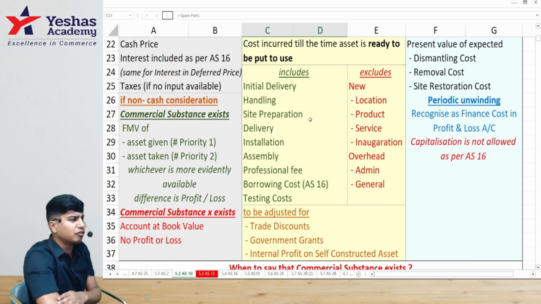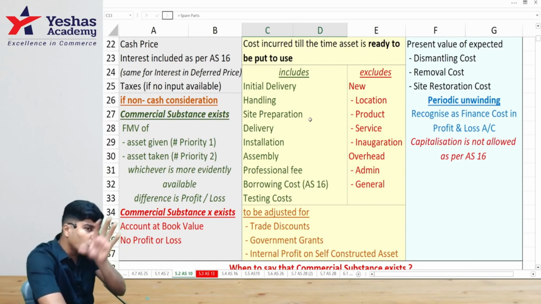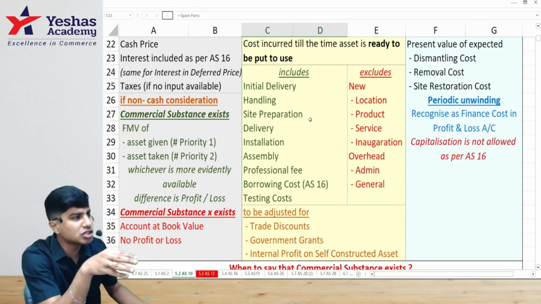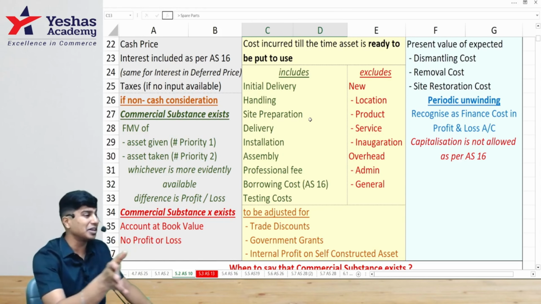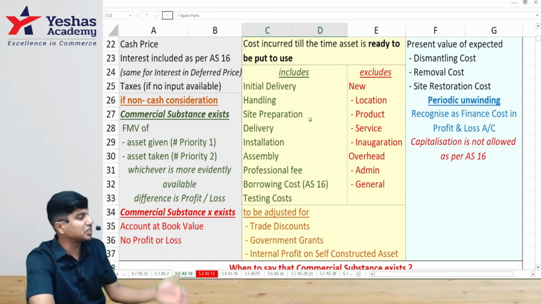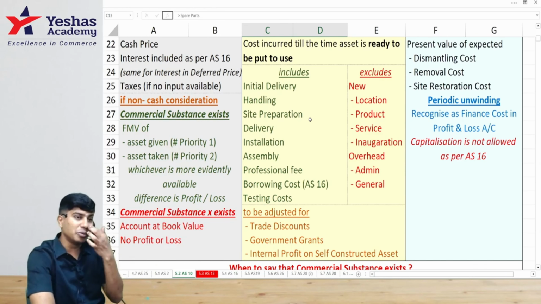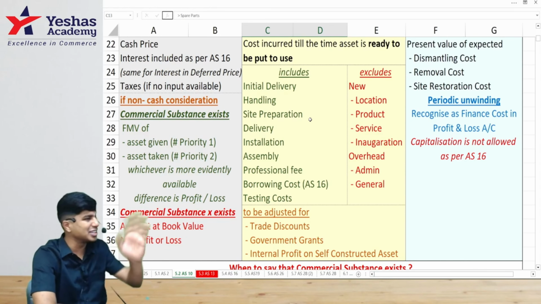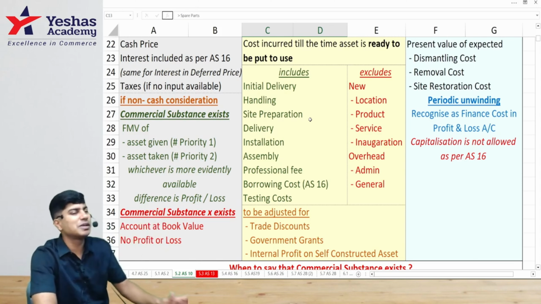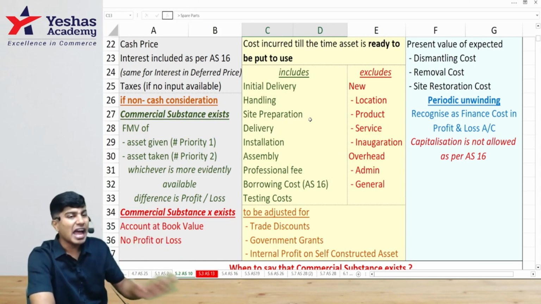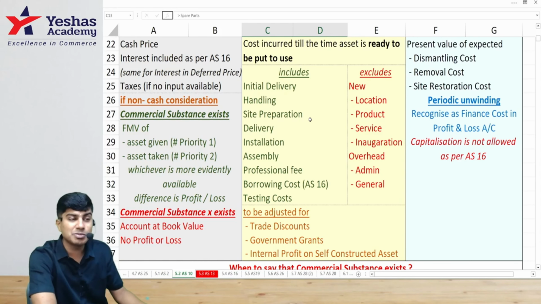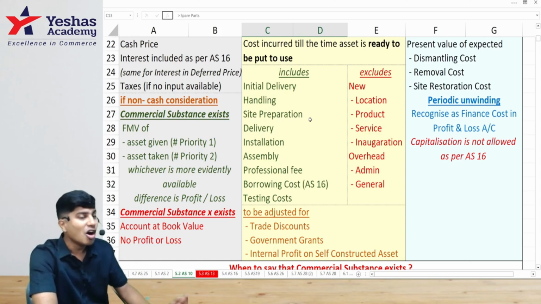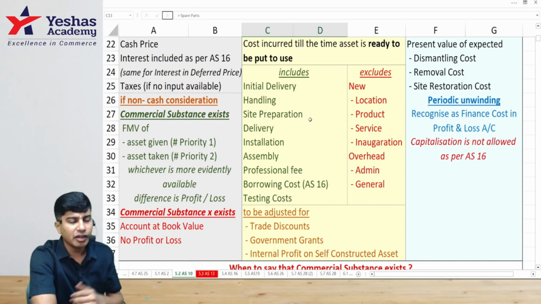If in case you would have to temporarily move the old factory to another place for the installation of this machinery, that cost will not be included. Temporary site shifting, temporary office shifting, or the product that you're going to manufacture using the machine. If you're going to do advertisement, that's not included. Selling expenses, administration expenses, advertising expenditure, new product launch expenditure, new service launch expenditure, inauguration expenditure, all of these are not included in the cost of the asset. Are you getting it? Very good.